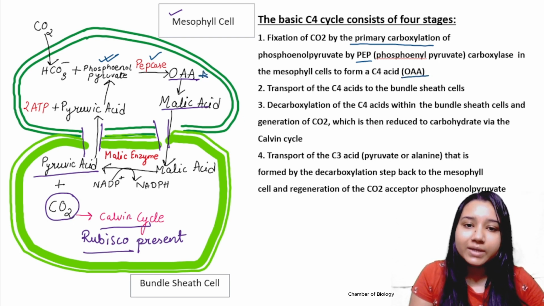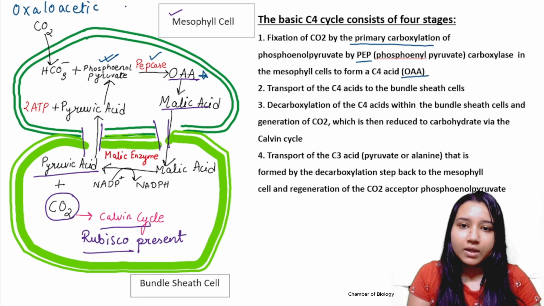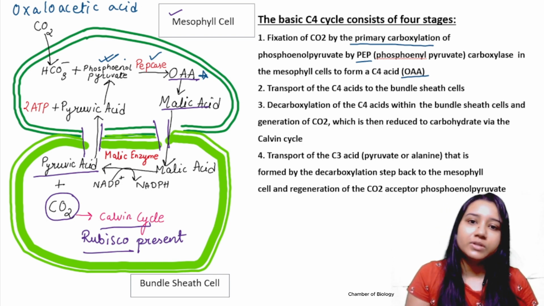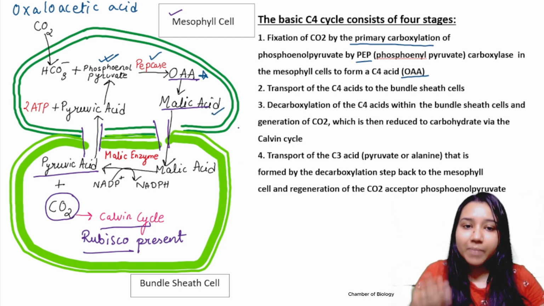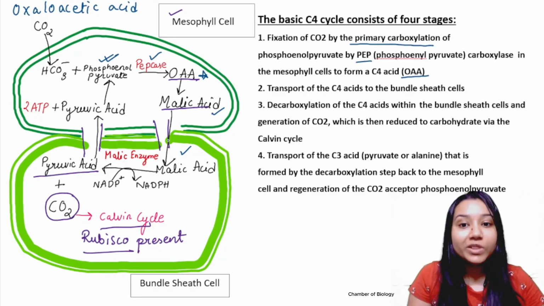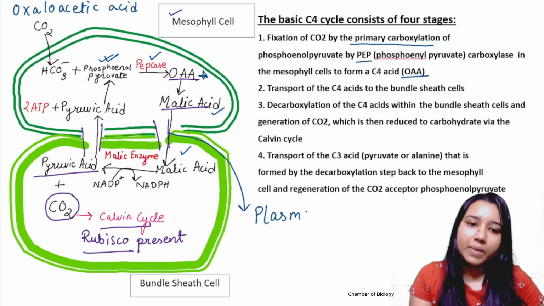And what is OAA? It is oxaloacetic acid. Okay, you all can write oxaloacetic acid. This is the first product formed in the C4 cycle, and it is a 4-carbon compound. That's why the name is C4 cycle. After that, it is going to form malic acid. The malic acid is going to be transported to the bundle sheath cell. And how is it transported? With the help of plasmodesmata. Students, you can see that through some channels it is coming. These channels are called plasmodesmata, which are present in the plant cell.